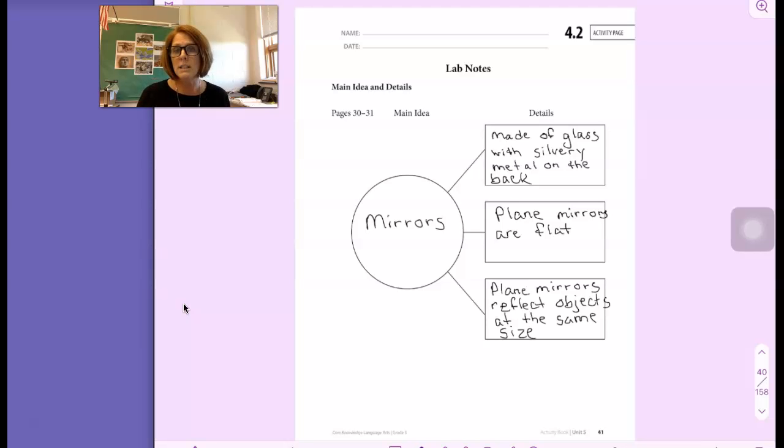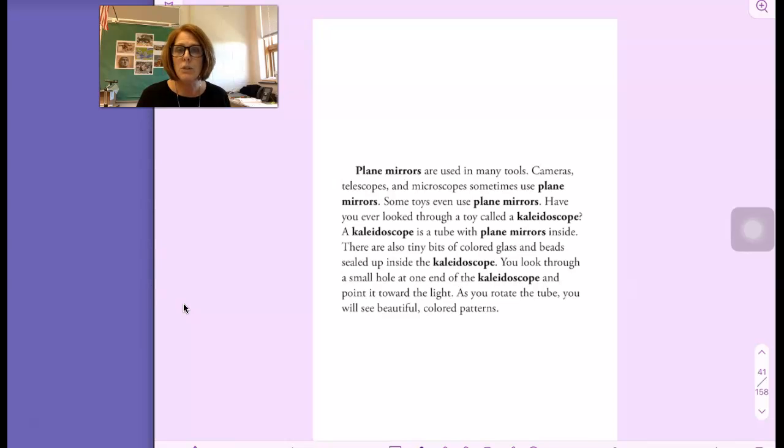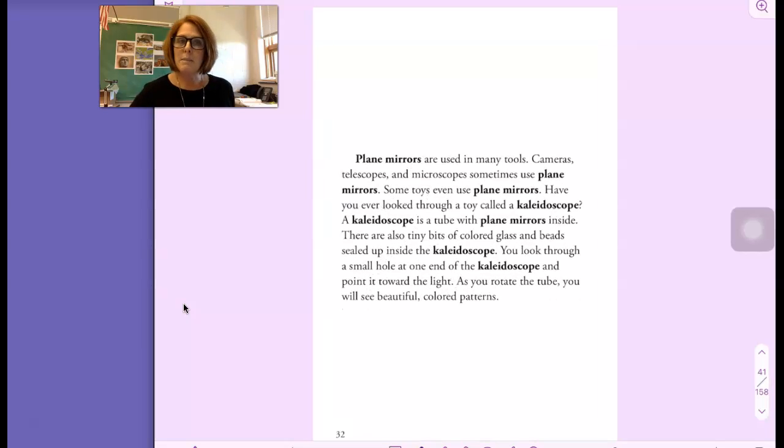So I want you to pause the video and take a second to reread what we just wrote. Welcome back. We're going to continue reading. And you can turn your activity book page to page 42, to the back of page 4.2. There's not going to be anything to write for these pages. We're going to start again on page 34.